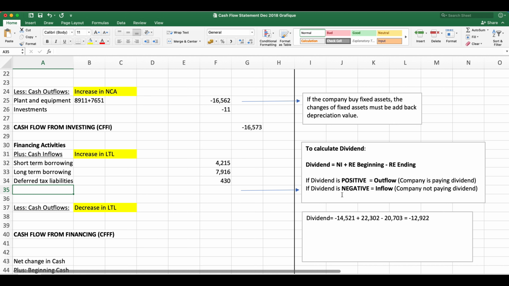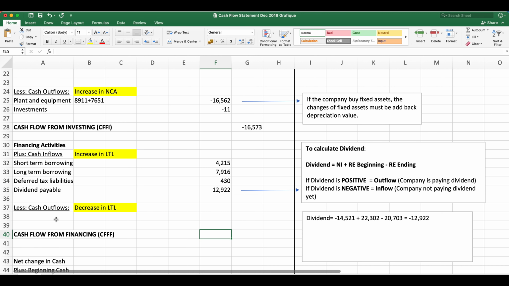But if the dividend is negative, it means the inflow to the company, because the company is not paying the dividend yet, but it is to be payable. So that's why we record here the inflow, which is the liability to the company to pay the dividend. So the dividend payable. Alright, so increase the inflow for the company because the company is not paying the dividend yet, by 12,922.